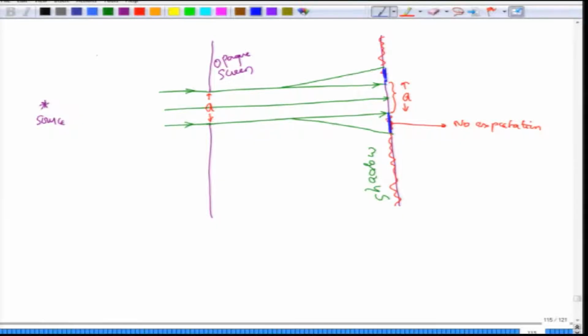In fact, if you can afford an extremely sensitive light detector, then you can also observe some amount of light here. If you move this position away to a new screen at a further distance, then you would actually see that light spreads out even more.